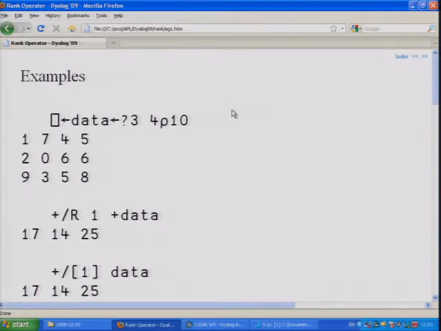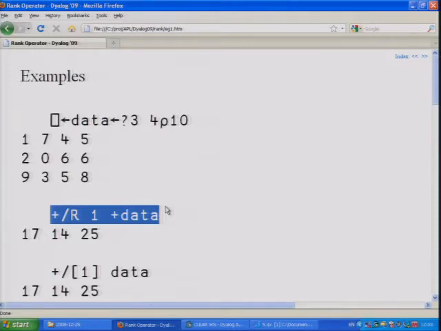So here's some data, a 3x4 matrix of random numbers. And then I say sum rank 1 of the data. That means apply sum to the rank 1 objects of the argument, namely the rows. Okay. Now, in this case, you can use the axis operator to do the same thing. So it's just plus / axis 1 applied to the data. Oh, yes, index origin is always 0. And index origin should always be 0.